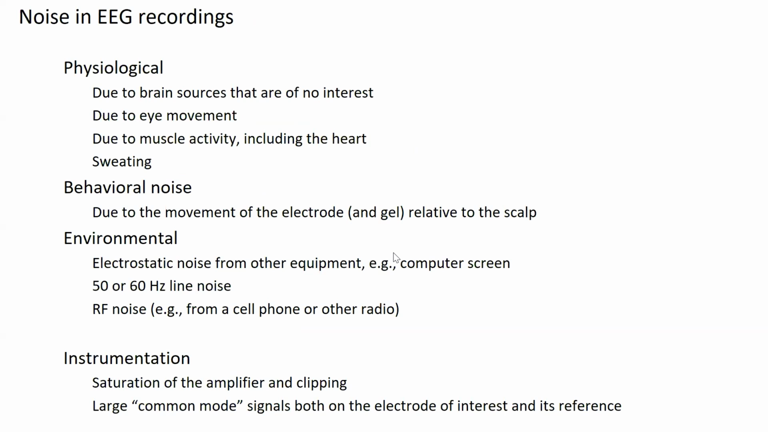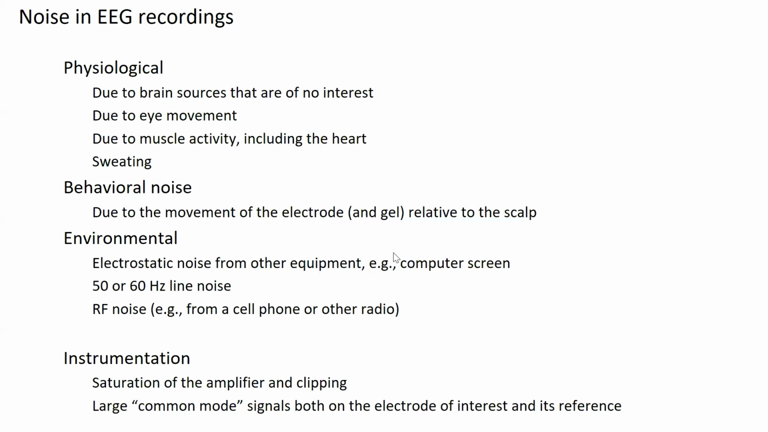Looking at EEG, there's a large number of sources of noise that we can identify, and a very important category is the physiological noise. Muscle activity and eye activity also produce electric fields. We have brain sources that are not of interest. We have eye movements, we have muscle activity, including the regular beating of the heart. But there's also physiological activity such as sweating, which causes the electrolyte layer between the electrode and the brain to change. So that also causes signals that we're not interested in.